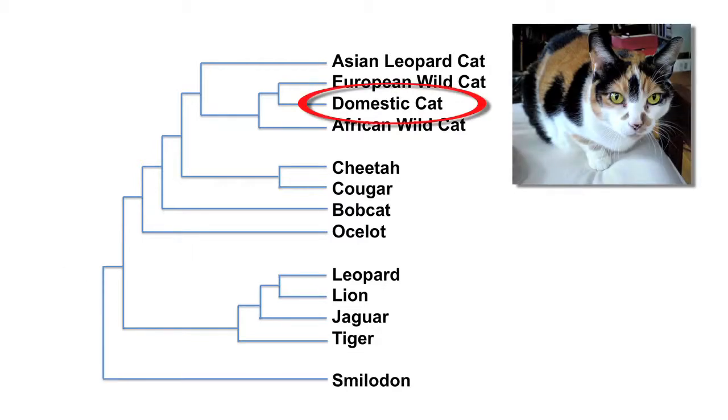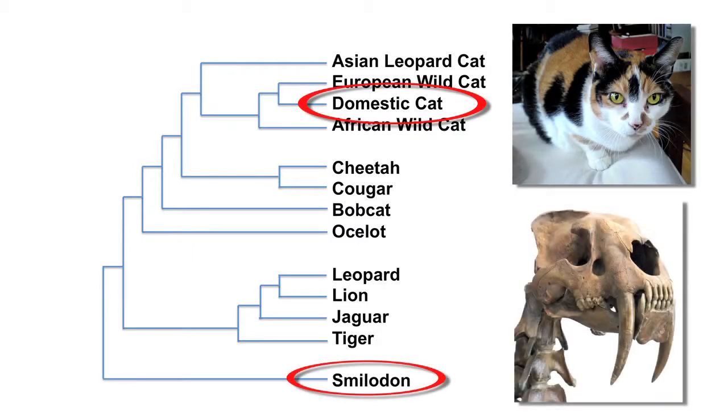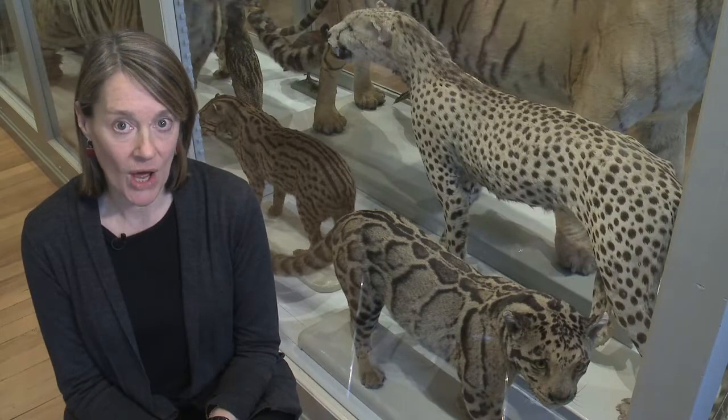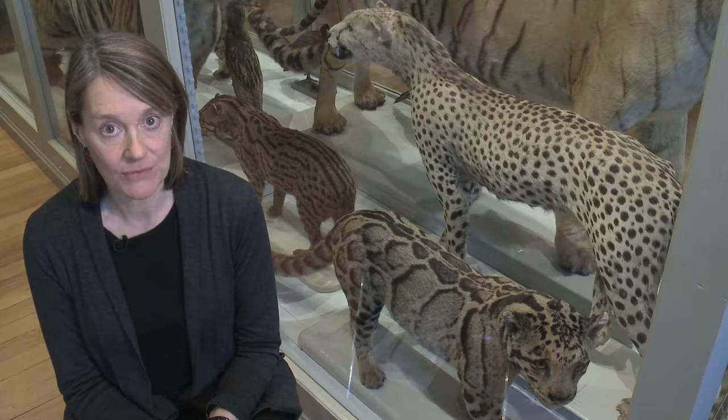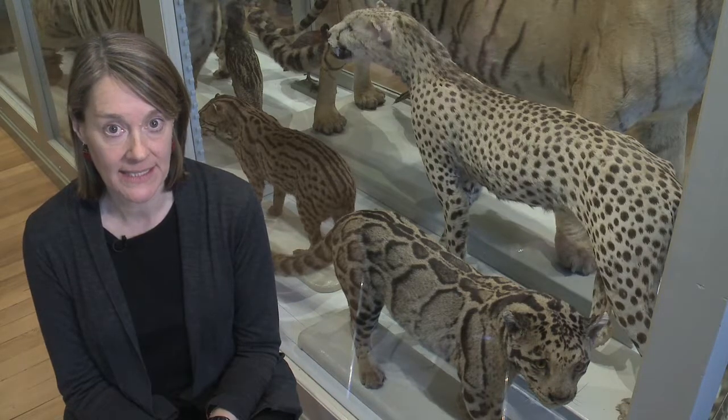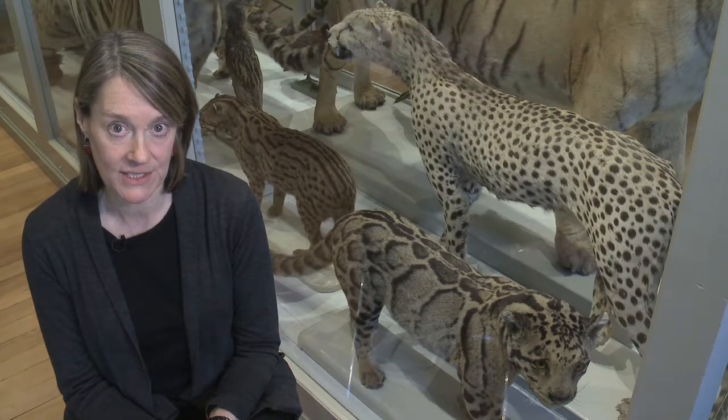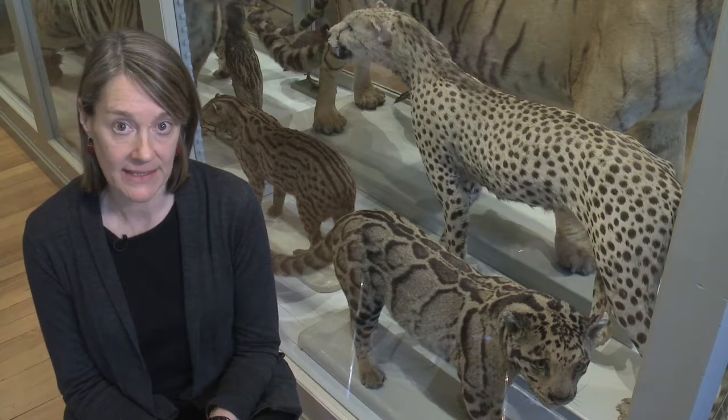We can see the house cat here and the saber-toothed cat here, related but sharing a much earlier common ancestor with the rest of the group. You can see why we group all these cats together on this tree. But how do scientists know, for instance, that the lion and the leopard are more closely related to each other than the lion and the tiger?